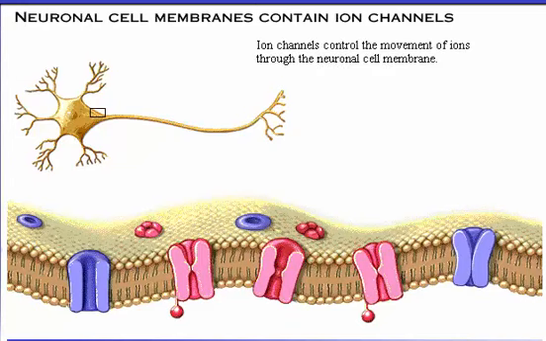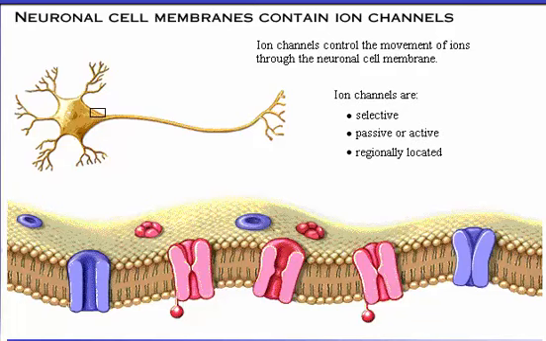Ion channels control the movement of ions through the neuronal cell membrane. The channels are selective, either passive or active, regionally located, and functionally unique. In the next several pages, we will examine each of these 4 characteristics.